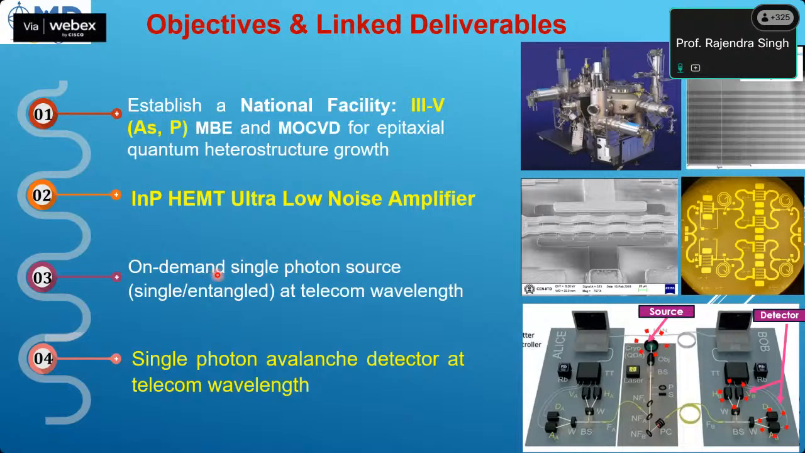Second one is an on-demand single photon source at telecom wavelength for all photonic qubits. For quantum communication, we require single photon sources at telecom wavelength. They travel through fiber optics and enable the quantum communication. Once developed, these single photon sources are based upon the quantum dot.